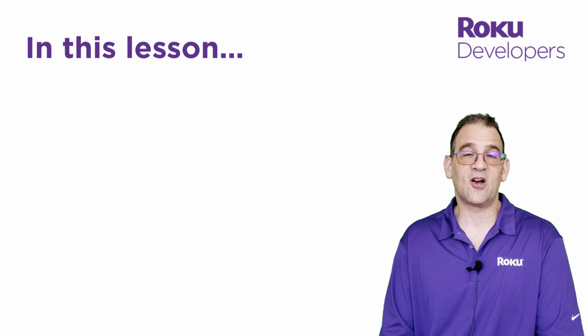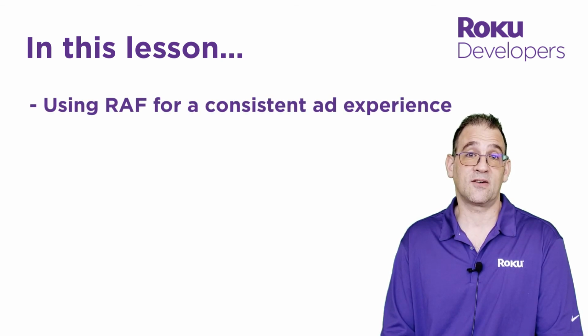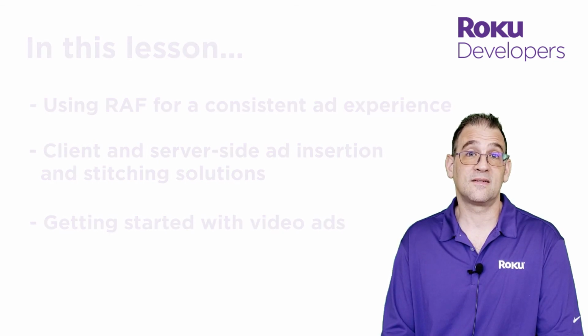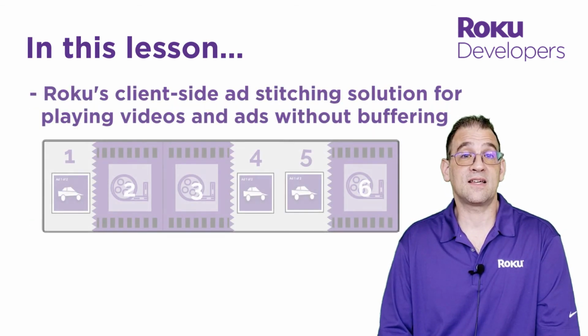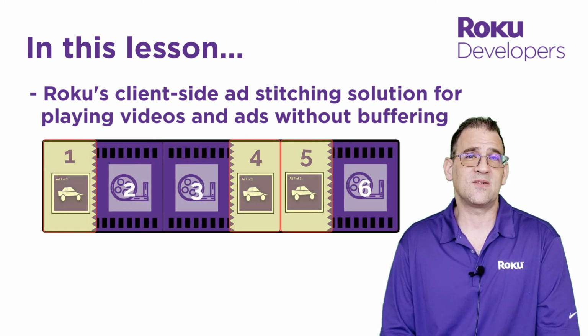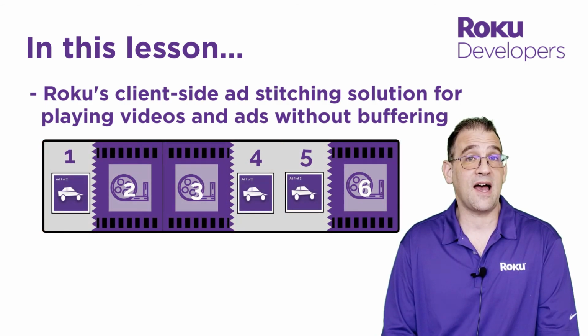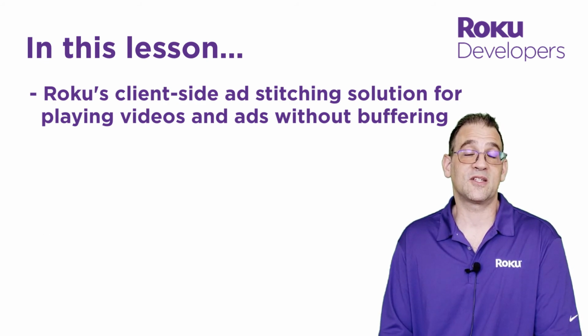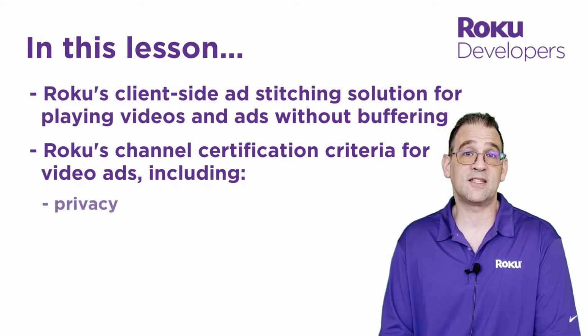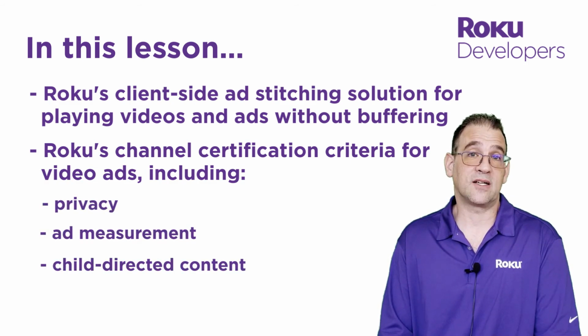In this lesson, you'll learn about how RAF provides a consistent ad experience across the Roku platform, Roku's client and server-side solutions for inserting video and interactive ads into content, and how to get started with video ads. We'll then use Roku's client-side ad stitching solution to combine the content in our channel with video ads into a single playlist so the videos and the ads play back-to-back without any buffering. As we implement the solution, we'll discuss important requirements for displaying video ads on the Roku platform related to privacy, ad measurement, and child-directed content.